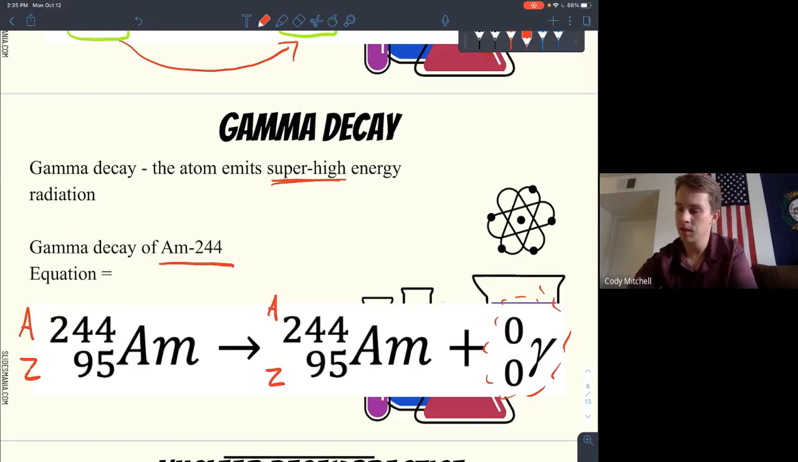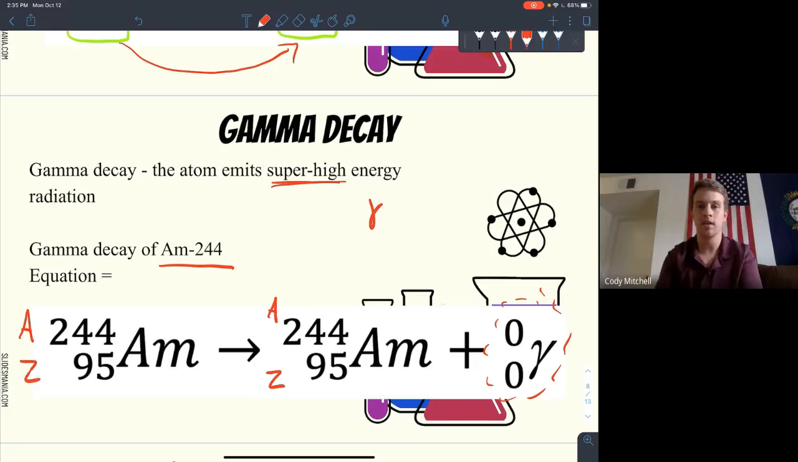And this symbol is gamma. It's a Greek G. And you just know when you see that, it's a gamma decay. It's releasing a very high amount of energy.